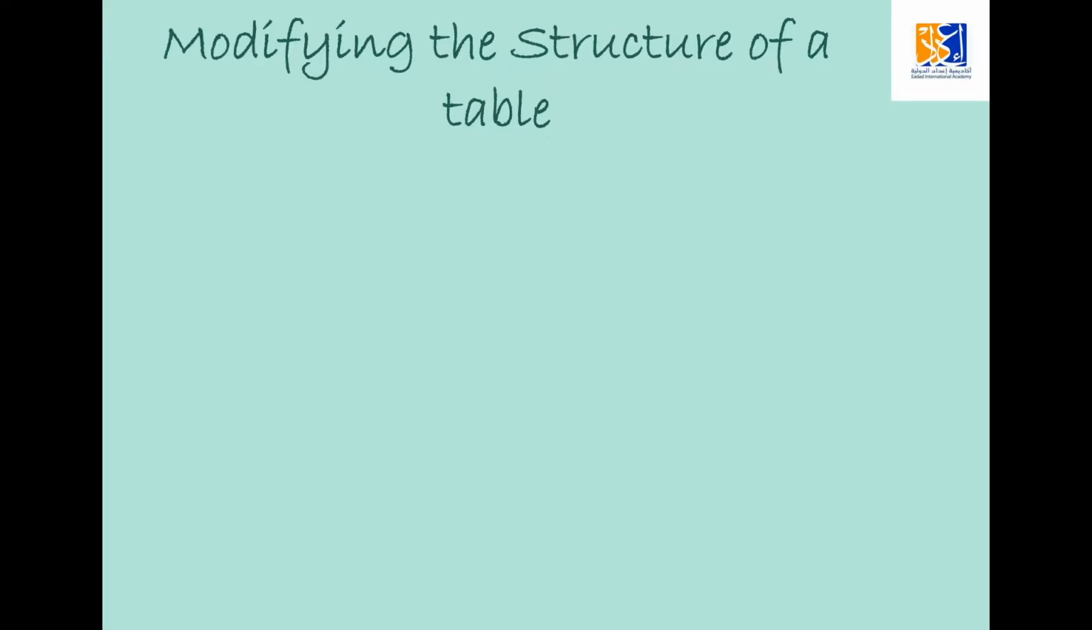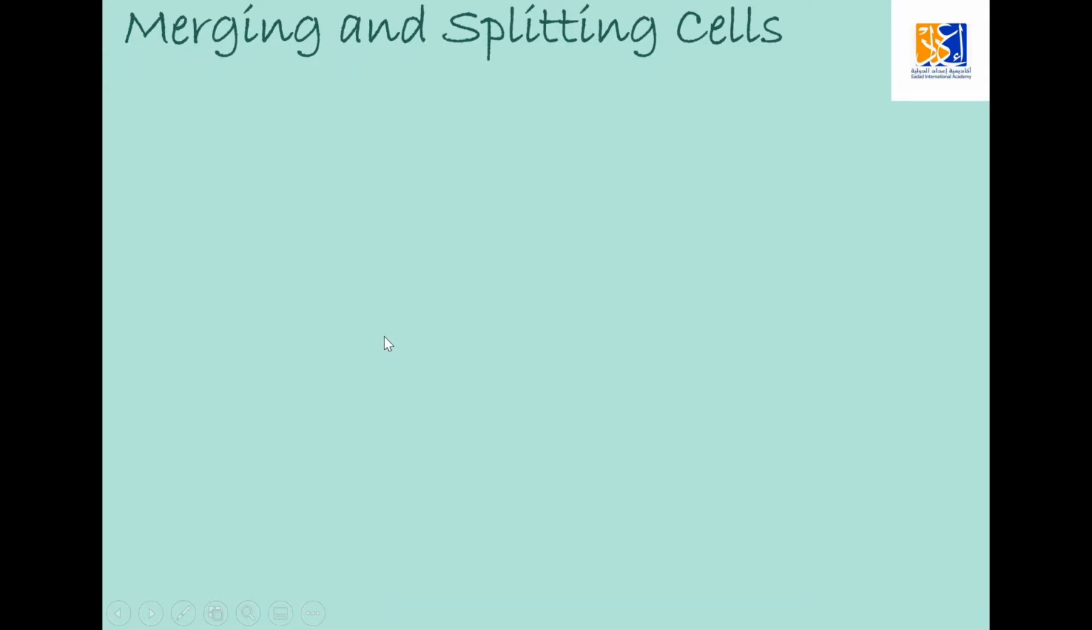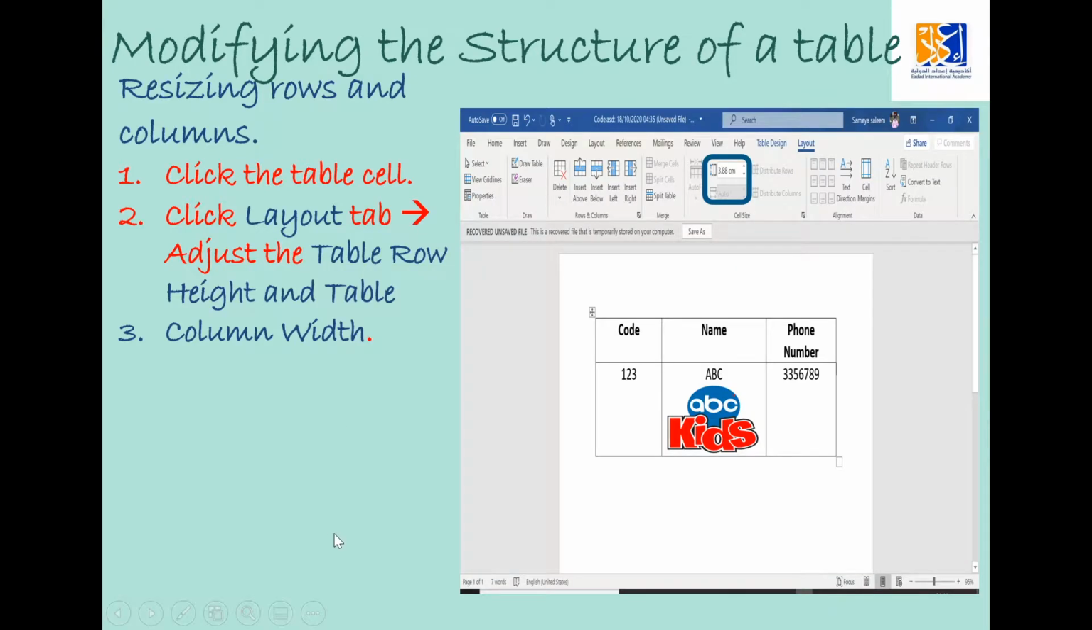Next, modifying the structure of the table. Now, resizing the rows and columns. Now, if I want to resize the rows and columns, click the table cell, click layout tab, adjust the table row height and table column and width. Okay, let me show you this in my Microsoft Word.